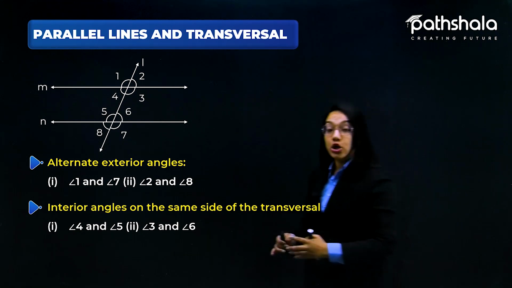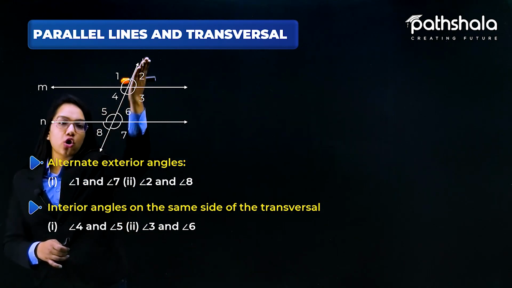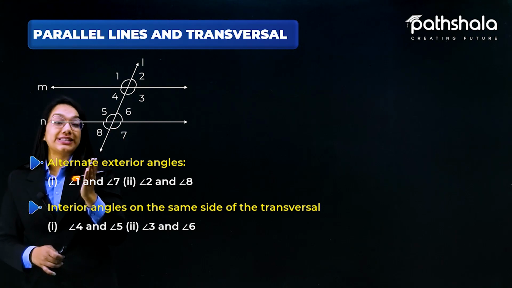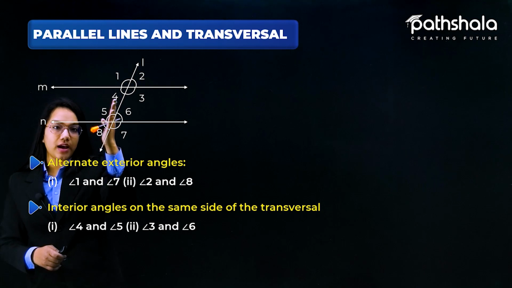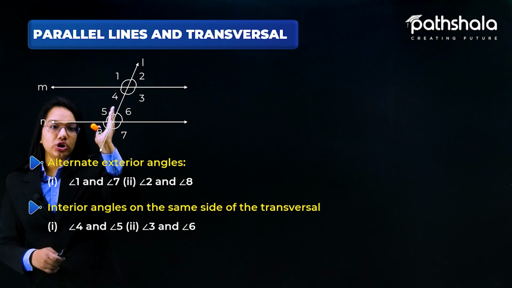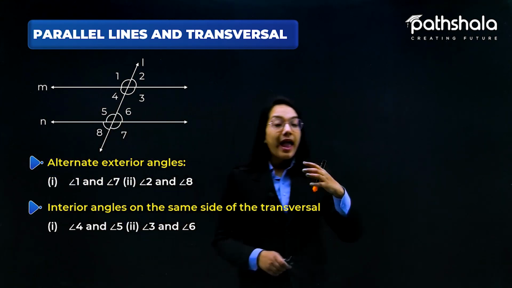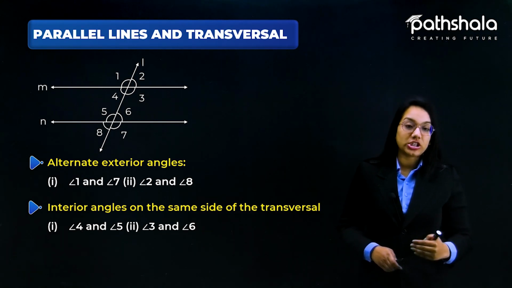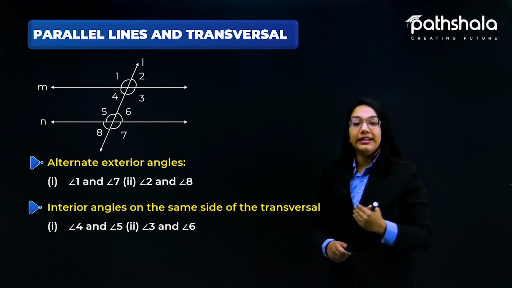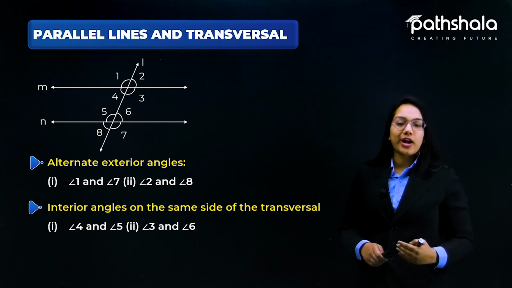Furthermore, we know about another type of angles called interior angles on the same side of the transversal. So what are the interior angles on the same side of the transversal? If I'm talking about this transversal, then on the same side of the transversal in the interior region, these two angles, angle 4 and angle 5, and this angle 3 and angle 6, these pairs are called the interior angles on the same side of the transversal. So we are already aware of such kinds of angles.